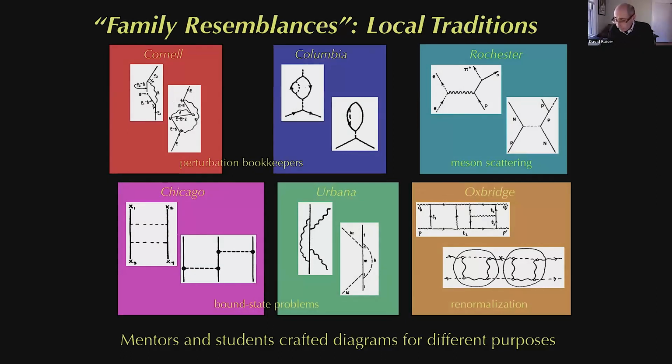In particular, who was learning from whom, who was studying with whom. So I call these family resemblances. In each of these colored rectangles, the diagram that's a little elevated on the left comes from the PhD advisor of the person whose diagram appears on the right. These are literally mentor-student relationships.